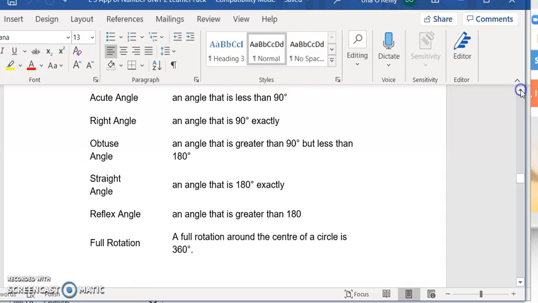Now if we go back up, an acute angle, this one here, is an angle that's less than 90 degrees.